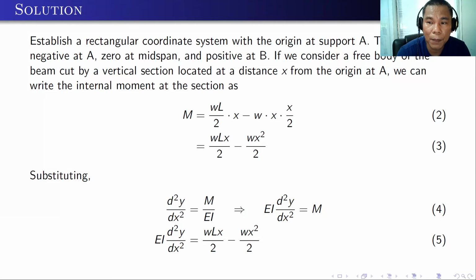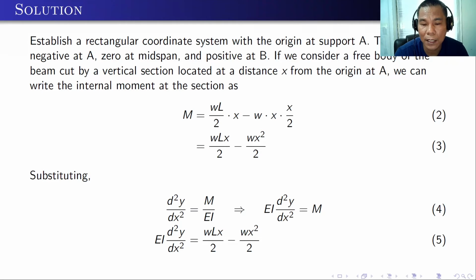If we consider a free body of the beam cut by a vertical section located at distance x from the origin at A, we can write the internal moment at the section as we have derived earlier. M is equal to WLx over 2 minus Wx squared over 2. If we substitute it to the equation that we have, that's d square y over dx square is equal to M over EI. Before substituting, we can just rearrange this equation, multiply EI to the left hand side of the equation, that would become EI d square y over dx square is equal to M.